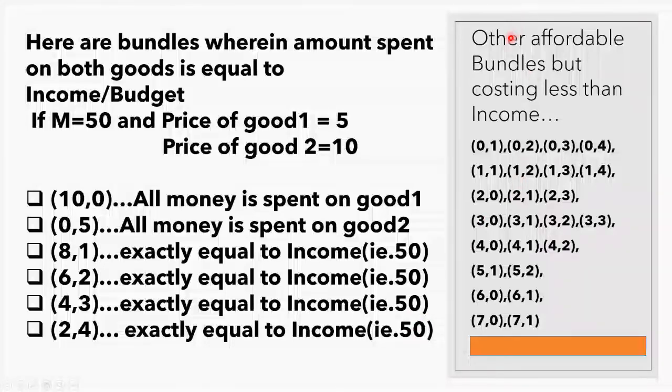We do have other affordable bundles but costing less than the income, like (0,1), (0,2), and you can go on and check which combinations can fall into your budget up till a point where you'll have to stop. So if I put all of these combinations, the ones exactly equal to the income and the ones costing less than the income, it would give me my budget set.